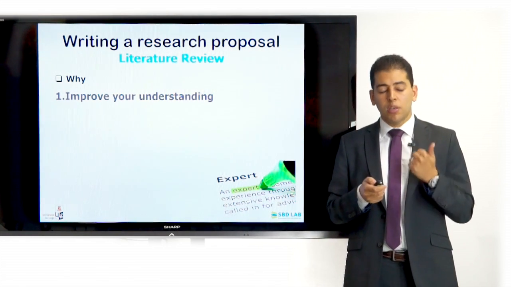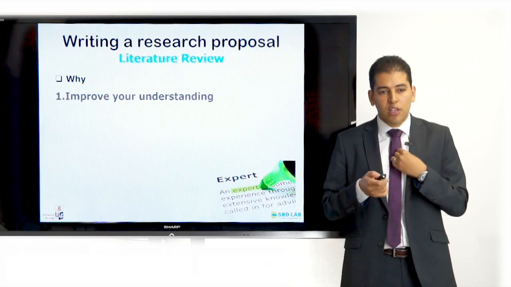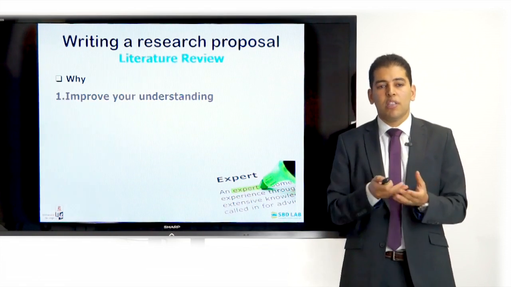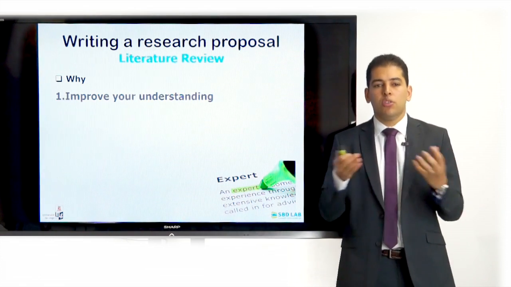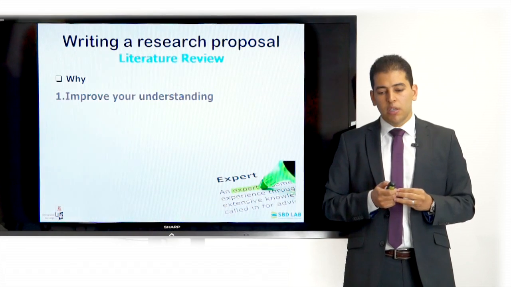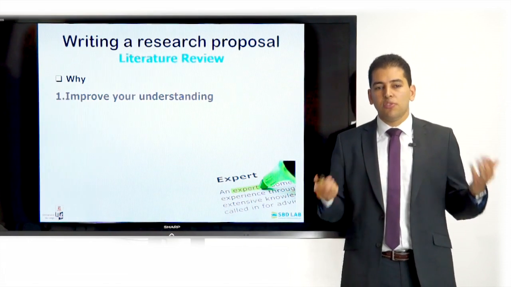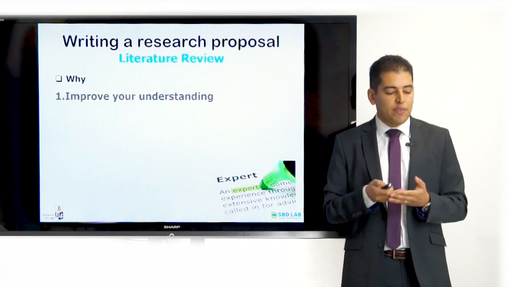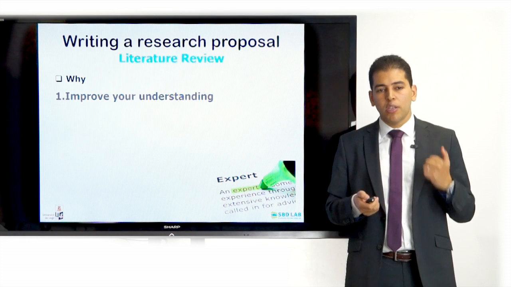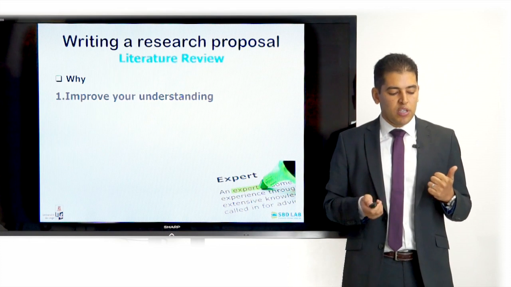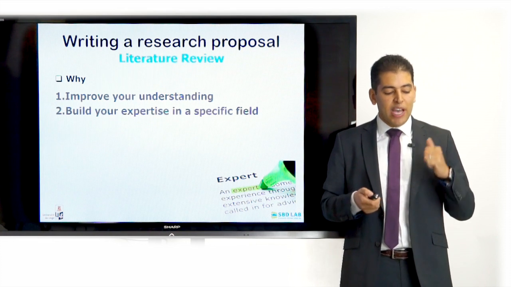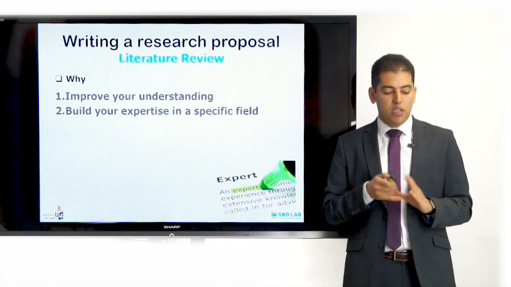Number one, you have to improve your own understanding. You have to become an expert, because now you are talking about a topic you don't know enough information about, so you have to understand what has been done before and you have to read the literature. So number one, why do we do a literature review? To improve the understanding. Number two, you have to build your expertise in the specific domain.